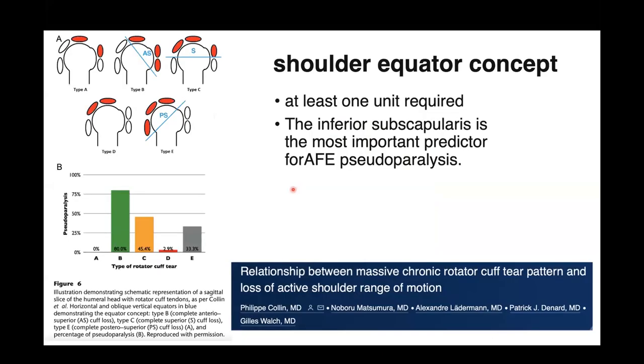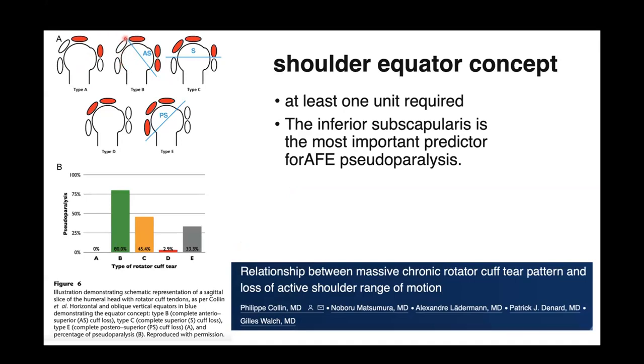Next, coming to the shoulder equator concept. In this, Collin et al. have published a paper wherein they have divided the humeral head into different quadrants. In type B, you can see these are the muscles. I'll be pointing toward the muscles. This will be the inferior subscapularis. This is the superior subscapularis. This is the supraspinatus. And on the posterior side, this is the infraspinatus and teres minor.